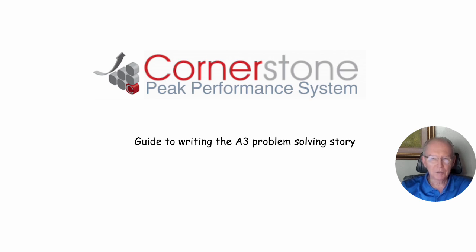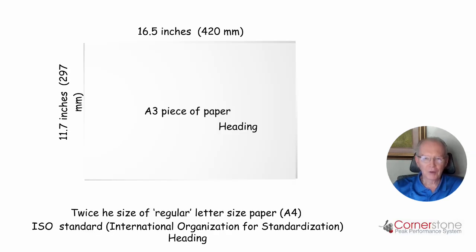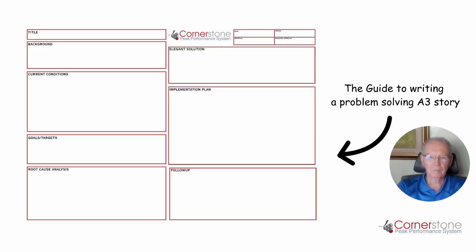Now, you're writing it, but you're actually living the story as well. So you're living the story and then capturing it on the A3 sheet of paper. You can see the size of the sheet here, and A3 is this ISO standard for a particular size of paper. And it's twice the regular size of paper that you would use in a photocopy machine.